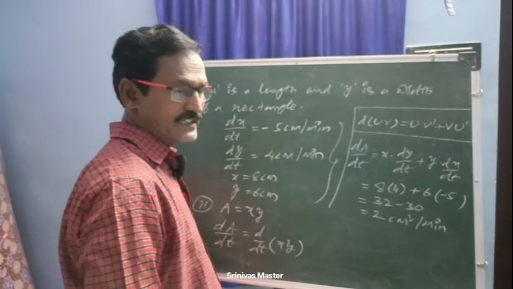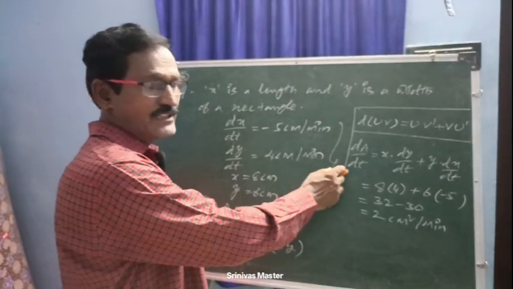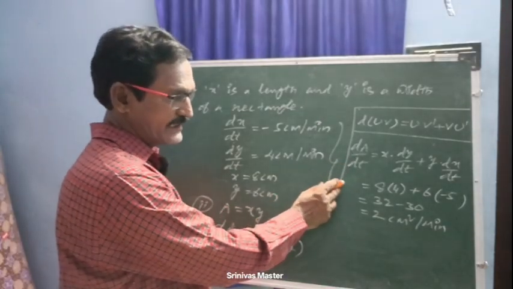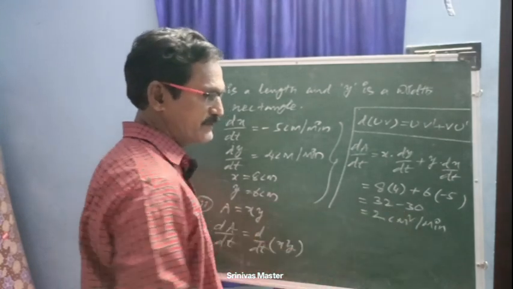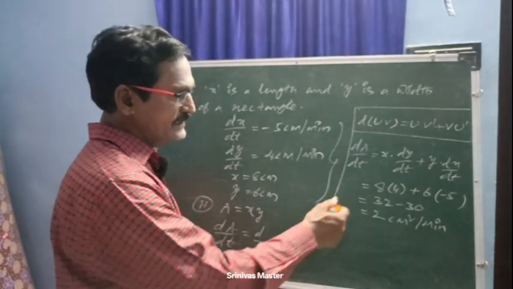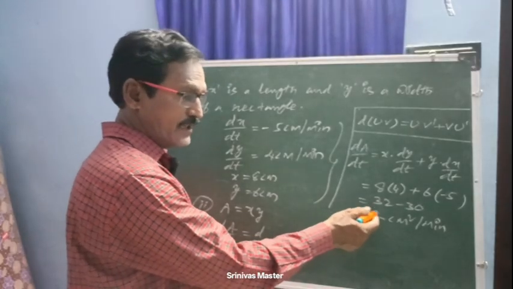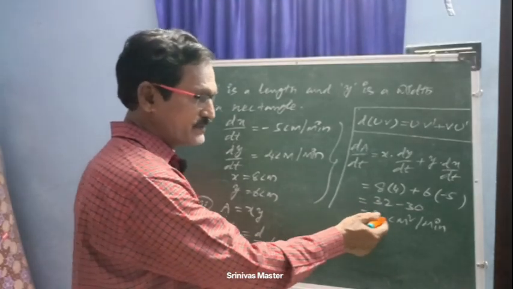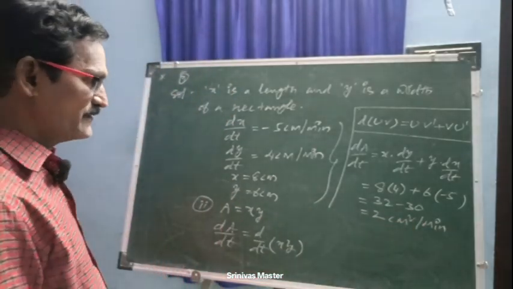2 centimeter square. Hence we can say that the rate of change in area, okay, is increasing at the rate of 2 centimeter square per minute. That means the area is increasing. That is a positive value, no? That's why it is increasing. How much is it increasing? 2 centimeter square per minute. This is the conclusion of this question.